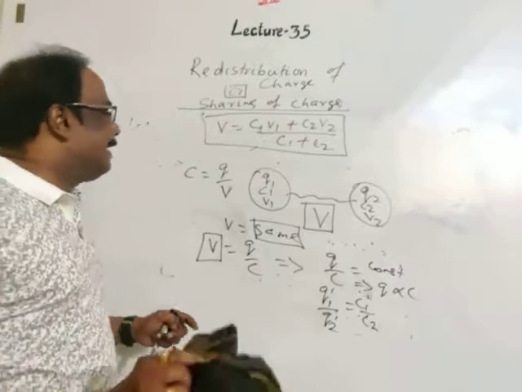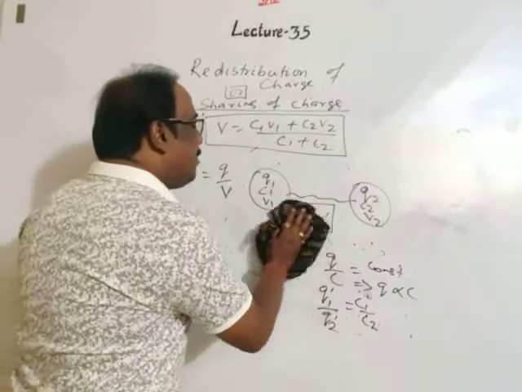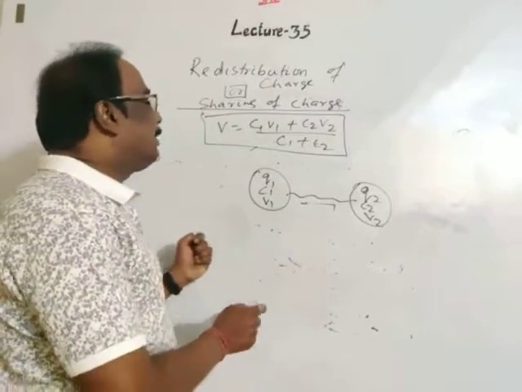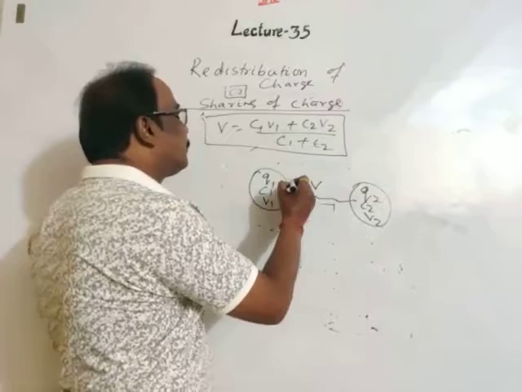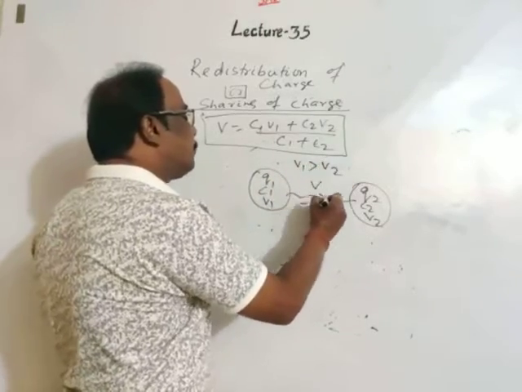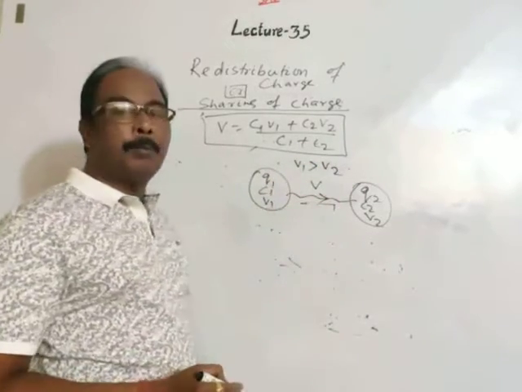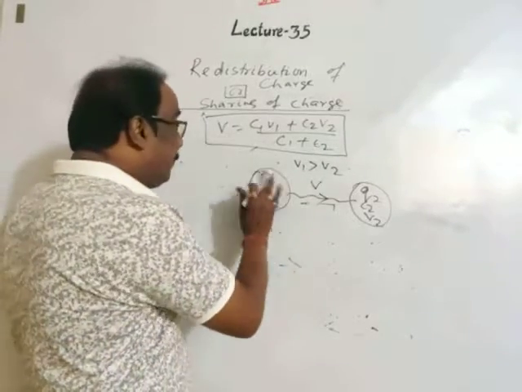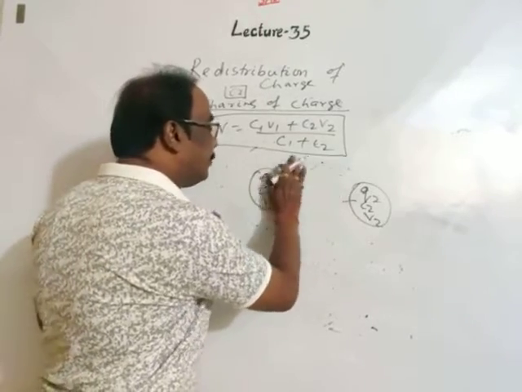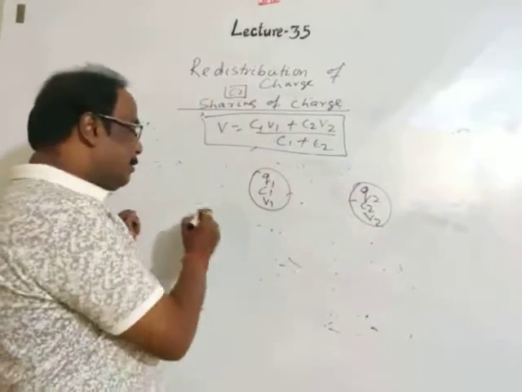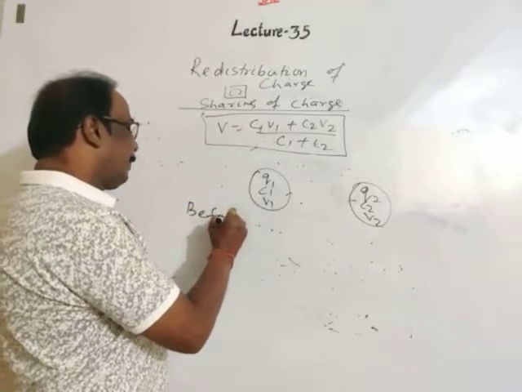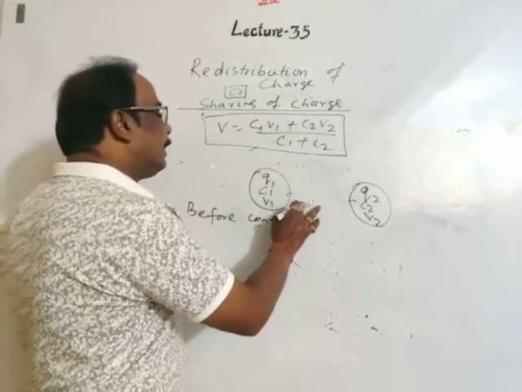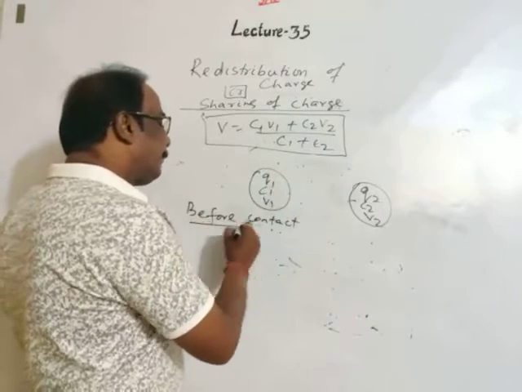Next derivation. Okay. See, we have already taken two bodies, and when the bodies are connected with the help of a conducting wire, then charge flows. V1 greater than V2, charge flows from the body at high potential to the body at low potential till potential becomes the same. So before they are joined, before contact, we have not used any connecting wire.